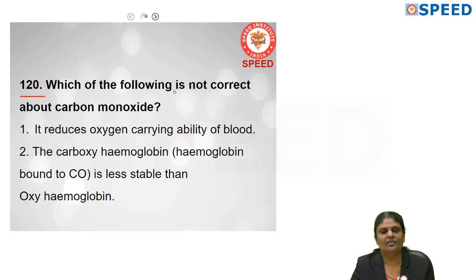120th question. Which of the following is not correct about carbon monoxide? Again, this is also in the p block, 14th group.